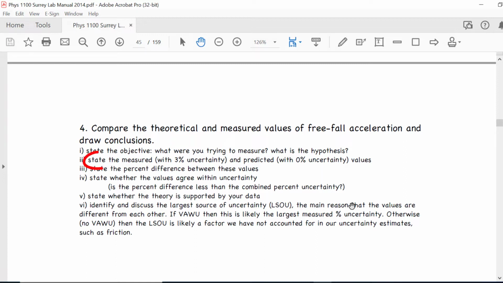The second item says state your values, so both the measured value and the predicted value, and you need to put units and uncertainties on them. So in this case, you'd just write down your two values in a full sentence. The next item is that you would state your percent difference between the two values, between your measured and your theoretical values. By the time you get to here, you've already calculated this value, so you would just write it down in a full sentence. The next item is state whether your values agree within uncertainty. So this one's a little bit trickier.